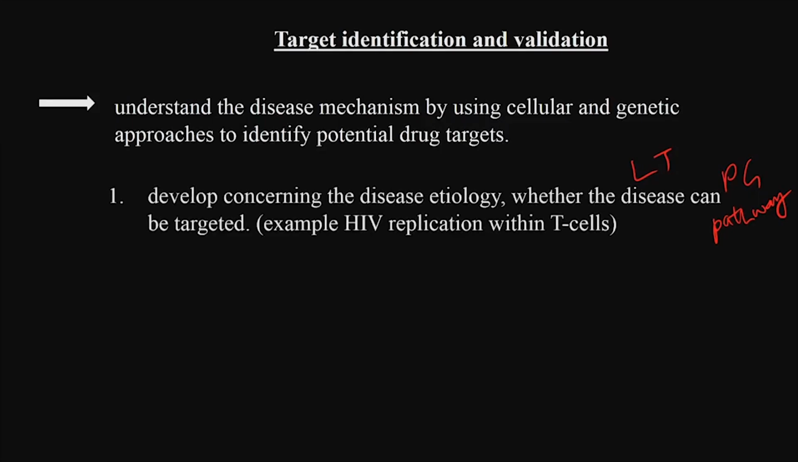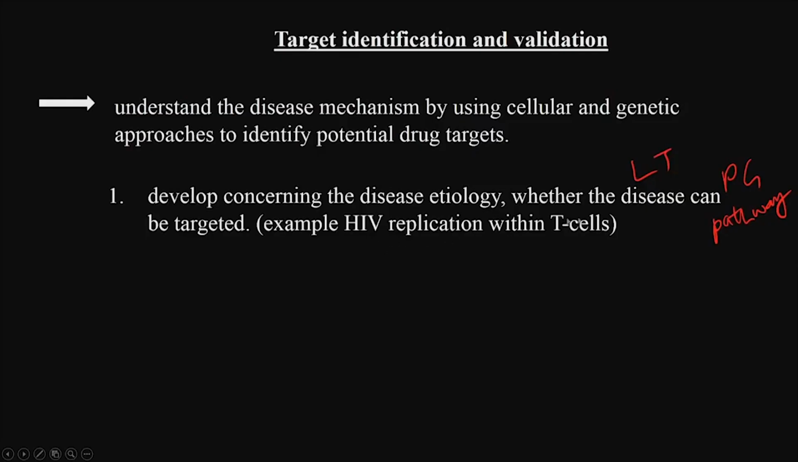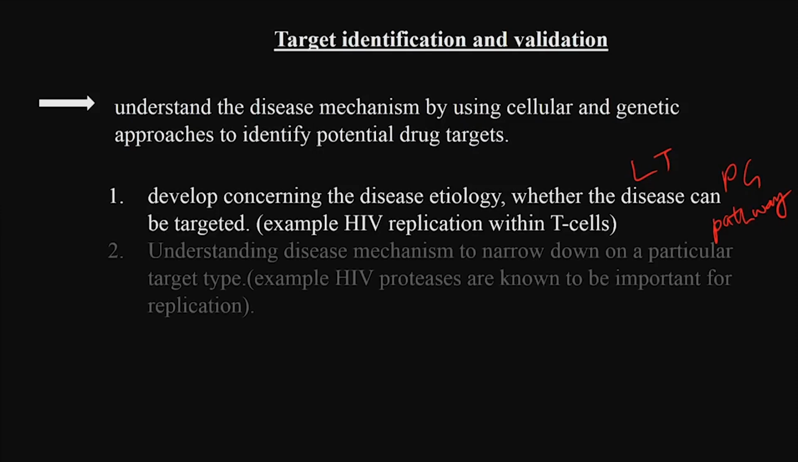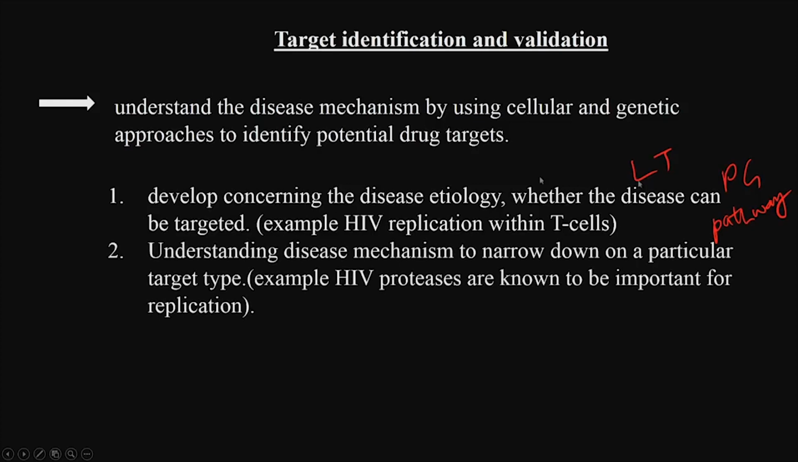Okay. Then I need to know, concerning the disease etiology, whether the disease can be targeted. That is also very important. So, there could be some places where the disease can be targeted. For example, HIV replication within T cells. So, I could target there. Okay. So, there could be some diseases where you might not find a target, okay, then you are in trouble. Understand the disease mechanism to narrow down on a particular target.